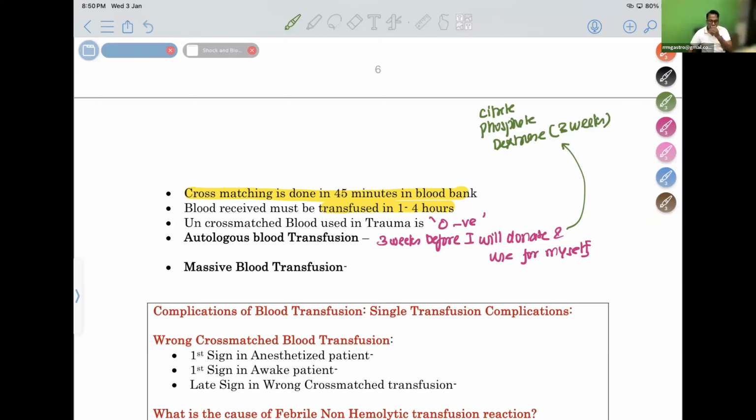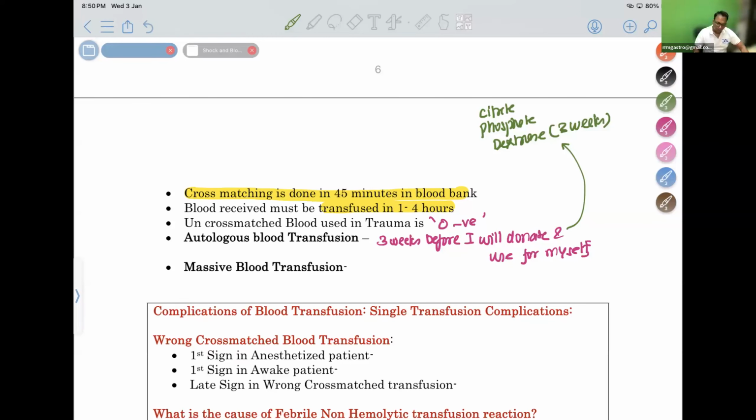Actually, from the new book, you can see saline adenine glucose mannitol is used for 45 days. So to be frank, for autologous blood transfusion, we can donate 45 days before also. But as of now, the MCQ from old Bailey is 3 weeks.